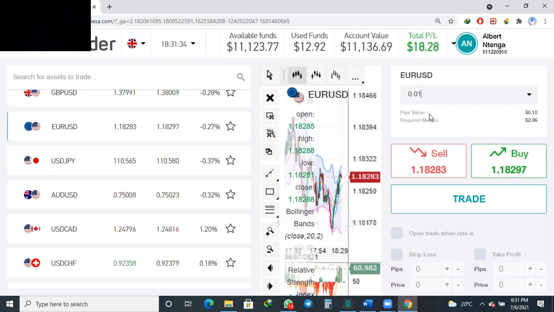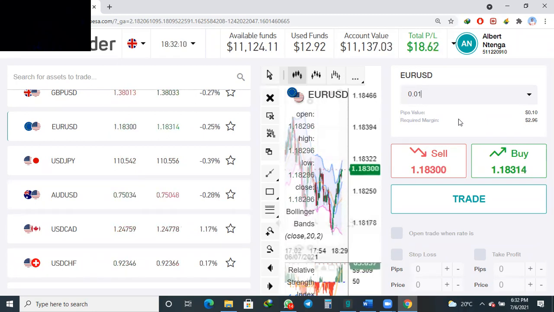So after you place the euro dollar, I want us to trade it with the lot size I've placed as 0.01, as I have told you. The required margin now is what you'll see. It is $2.96. Even if someone has a $30 account or a $20 account, you can play this kind of trade. So next is for you to determine.